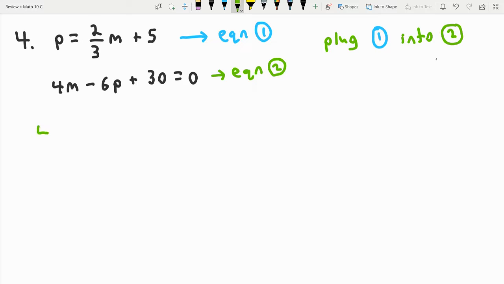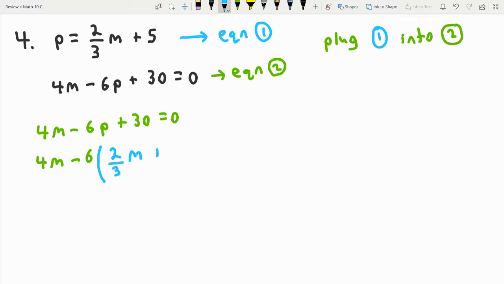So let's do that. We have 4m minus 6p plus 30 equals 0. If I plug in p, I know that in equation 1, p equals 2 over 3 m plus 5. So I plug that value of equation 1 into equation 2. I finish off by saying plus 30 equals 0. Now what I want to do is simplify and solve for m by isolating it onto one side.